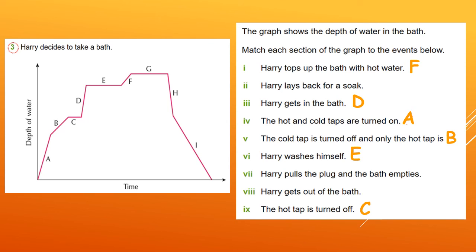Again, in part G, the level of water is constant. It's not increasing or decreasing. This means that Harry lays back for a soak. The level of water in part H is decreasing, and it decreased suddenly, so Harry gets out of the bath. And finally, Harry pulls the plug and the bath empties.